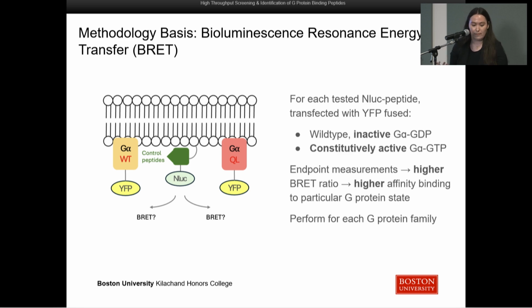We can then take endpoint measurements, and whichever shows a higher BRET ratio indicates higher affinity binding for that particular G protein state. So if we test a certain peptide and we see that the inactive state shows a higher BRET ratio, that indicates that the peptide preferentially binds the inactive state over the active state.